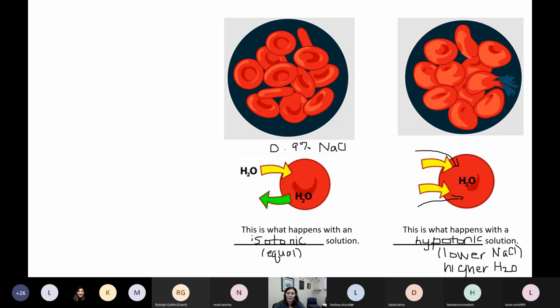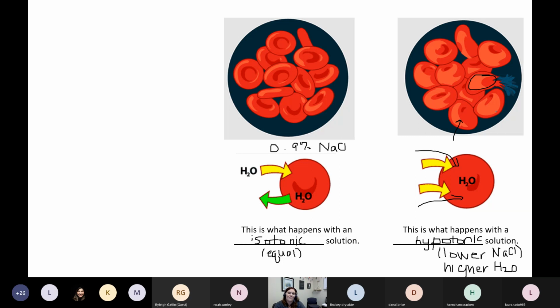So what ends up happening when we put a red blood cell in a hypotonic solution is so much water goes into them, the cells bloat, they get really big like we see with these cells here. And when it gets to the extreme, your cells can actually burst.